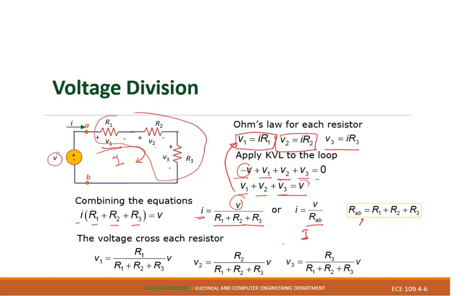After finding I from here, we can find V1, V2, V3 by applying the previous equations given here. Because we know I and we know R1, we can find V1. Same thing for V2 and V3.